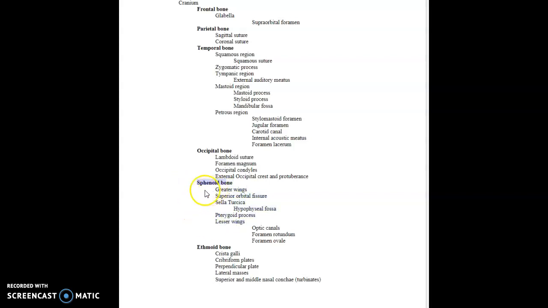So let's look at a sphenoid bone, and then we'll fill in these parts. And then when we're done, we'll go to the ethmoid bone, and then we will go through and we'll talk about all the little holes, the foramen, the canals, and the meatus that we find in all of these bones.